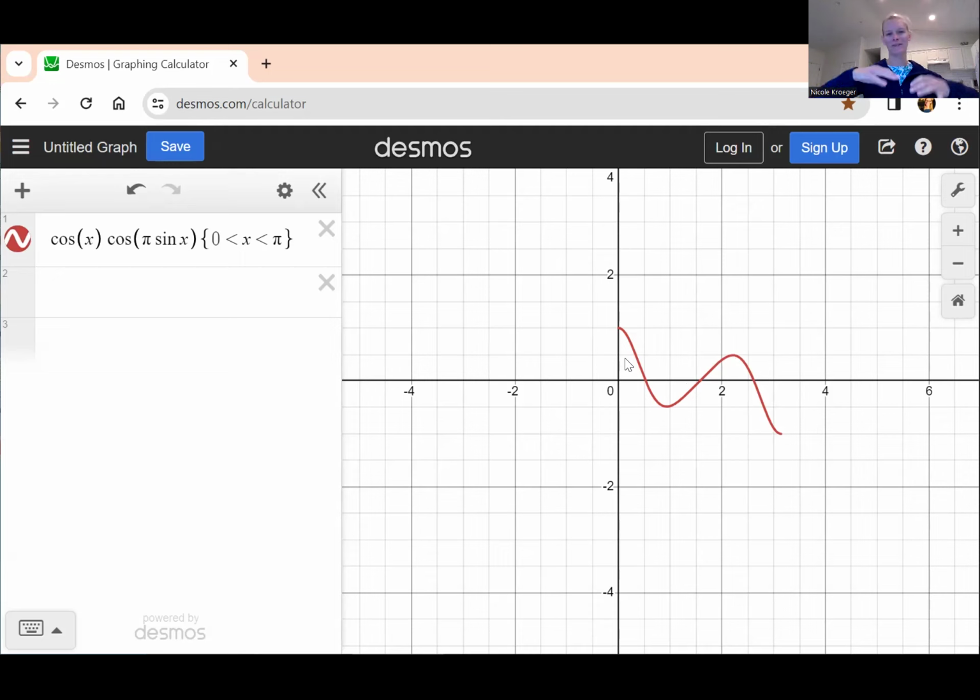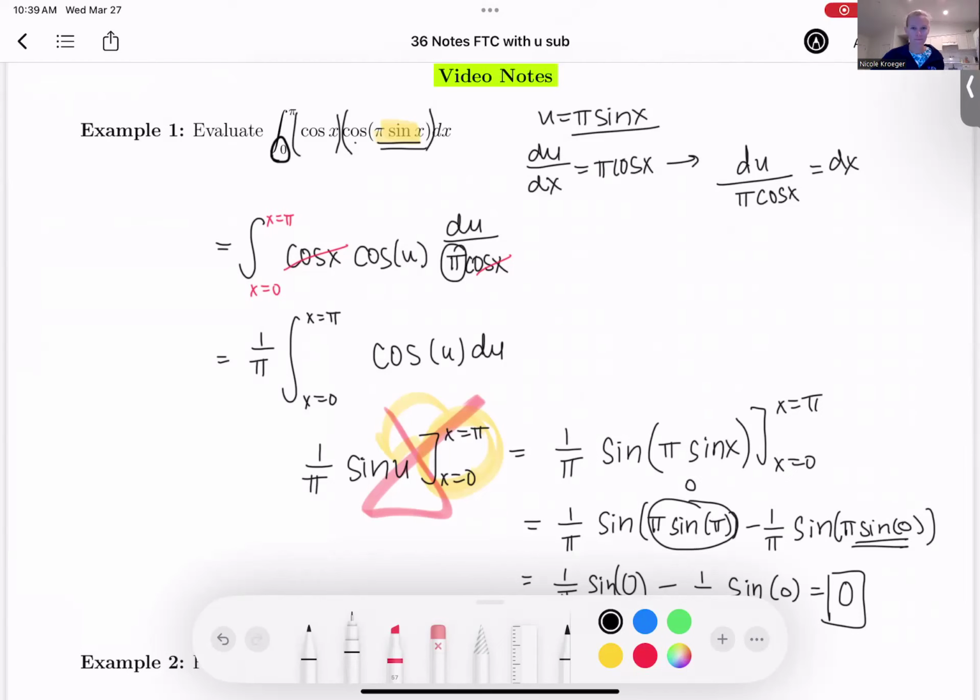So whenever we have a region where the area above the x-axis is the same as the area below the x-axis, that definite integral will give us 0. So that's just kind of a fun little fact that I want us to think about as we move forward, but we're going to focus on that in a couple of days when we talk about net area.